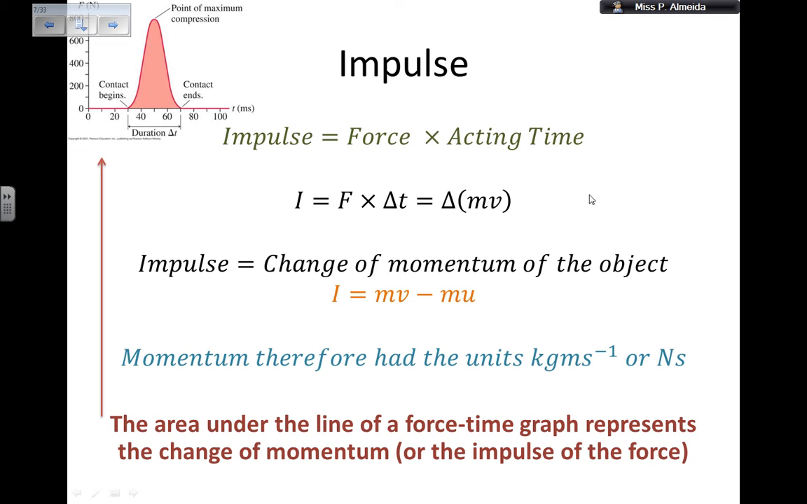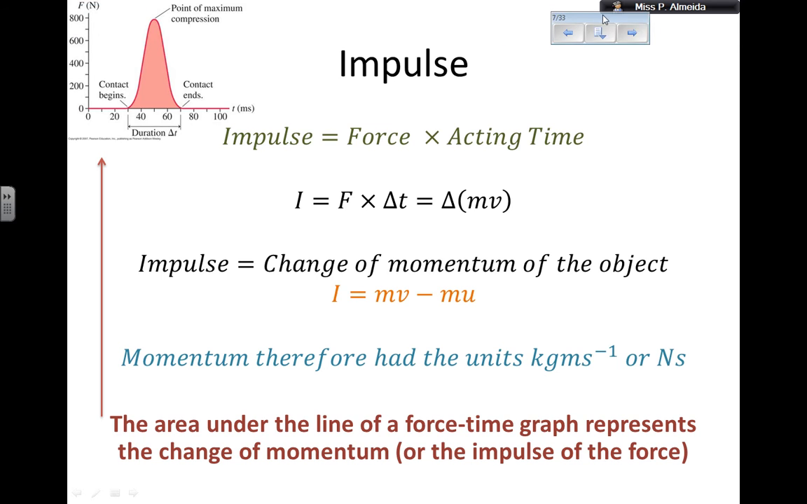So the impulse or the change of momentum equals the mass times the final velocity minus the mass times the initial velocity, okay? Because I'm only talking about changing momentum, it's going to have the same units. So it's going to be kilogram meters per second, or kg m s^-1, or then newtons times seconds, because it's force times acting time.